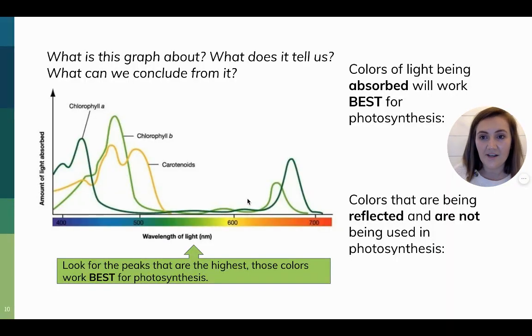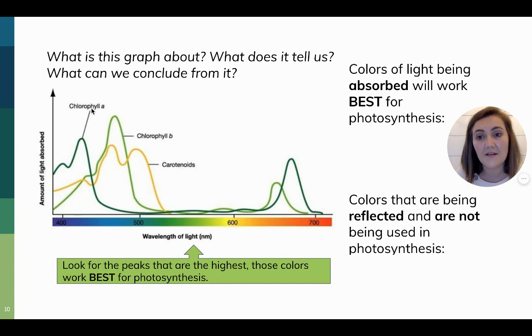So let's take a look at this graph here, because it is going to explain a little more about what colors are being absorbed and what colors are not. This graph is showing you what wavelength is being absorbed. You can tell by the peaks that you see. Anything that is a valley, like down here, is showing you colors or wavelengths that are not going to be absorbed. Rather, they are going to be reflected. Reflected is what you see. Absorbed is what you don't see.